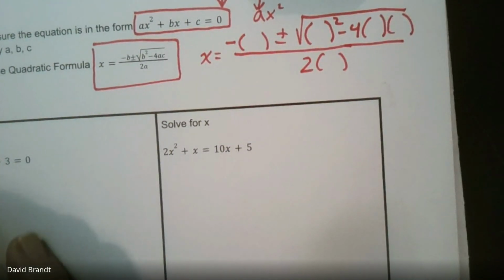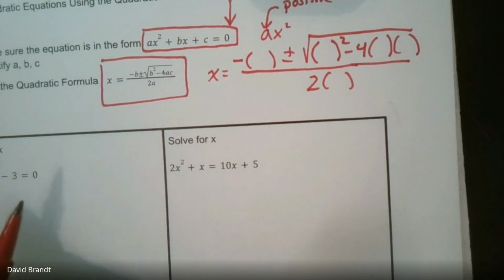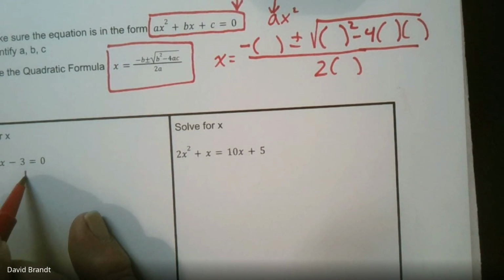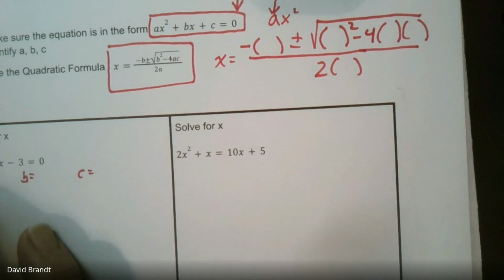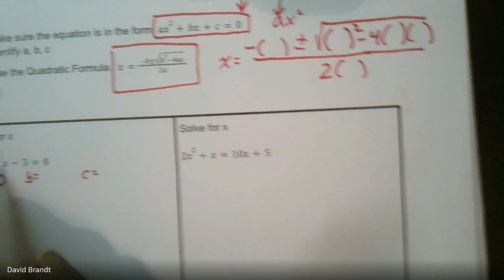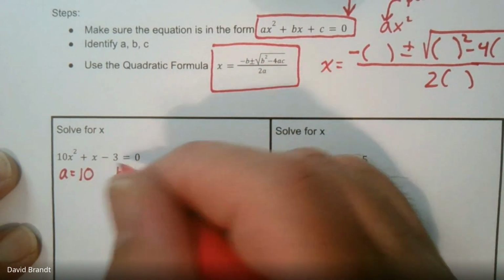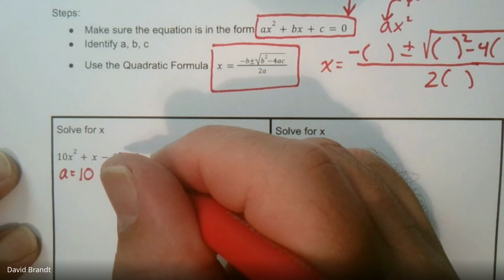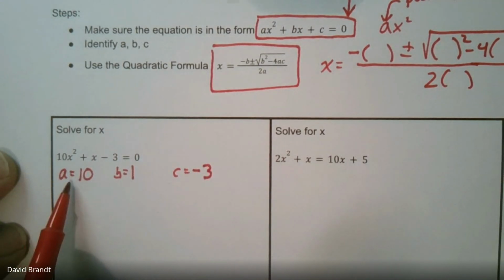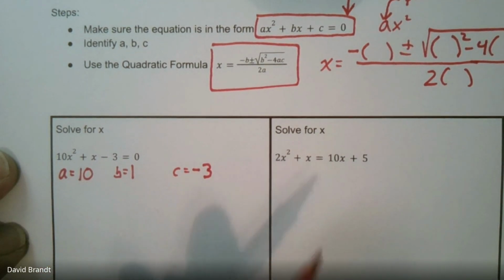All right, let's look at number 1. Number 1 is already in this form. We've already got 0 on one side, so that's done. So let's identify what a, b, and c are. A is the number in front. That is a 10. B is the number in front of the x term. That is a 1. And c is the number at the end that doesn't have a variable on it. Notice it's just the numbers in front. Do not include the x's.